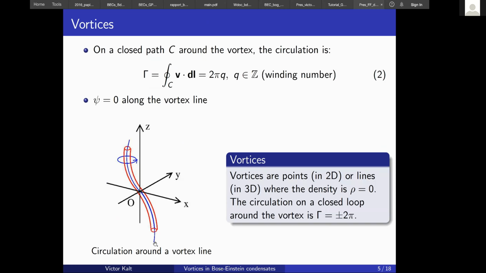So here you have a vortex line in blue that will correspond to the minimum of the density, so 0. In red, we have a region where the density is low compared to the background. So we can call this the vortex tube, and it has a given radius. And here, in blue, we have a circle where if we compute the circulation, we will find plus or minus 2 pi. So those are the characteristics of a vortex.